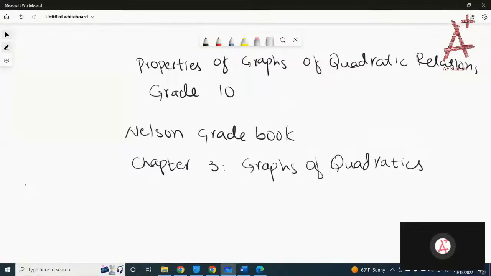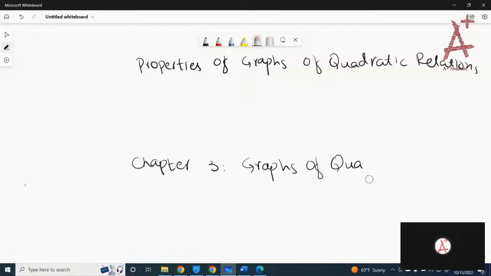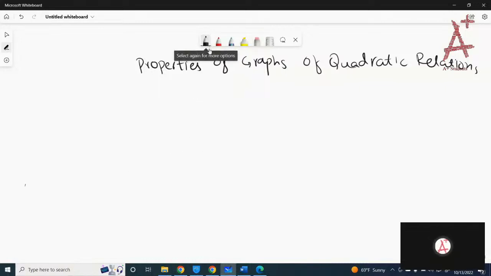So we're going to start with an example, and with the example we're going to learn the concepts of the graphs of quadratic relations. Got it? So please make sure you have your book so that you can follow the same example I am working on, and also please make sure you have your notebook and pencil so that you can note down the important points in your notebook.